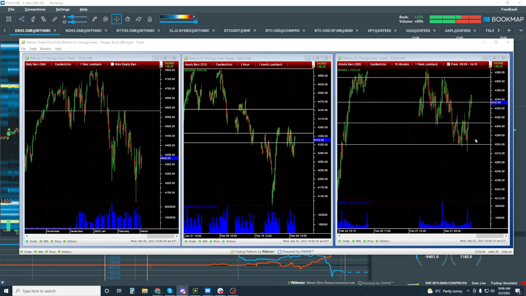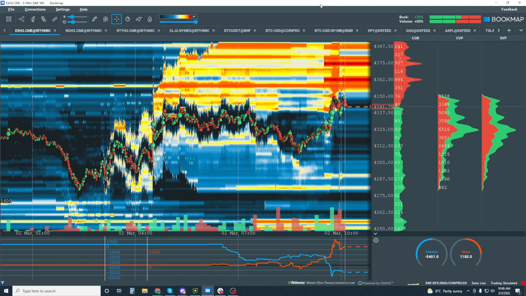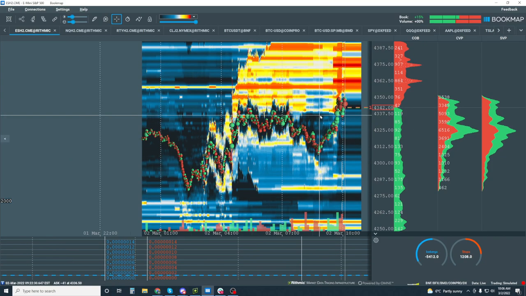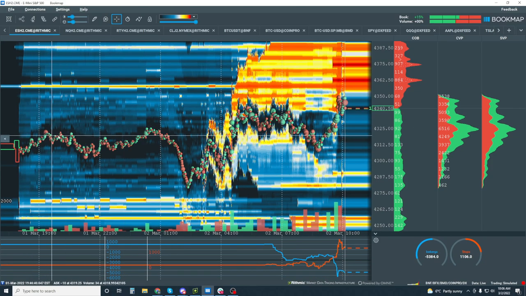Okay, that's what we're looking for here in the order flow. Let's check out Bookmap and see what's going on. All right, so we see the sideways consolidation here, move to the downside. This is still the overnight here. Look at the overnight cluster of volume up in this area here.